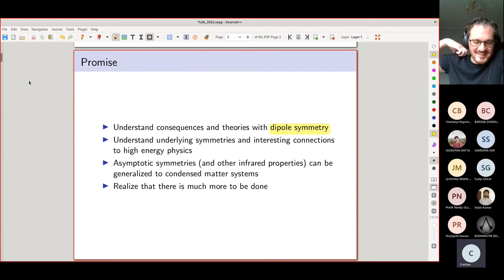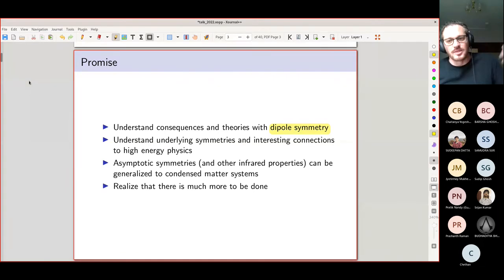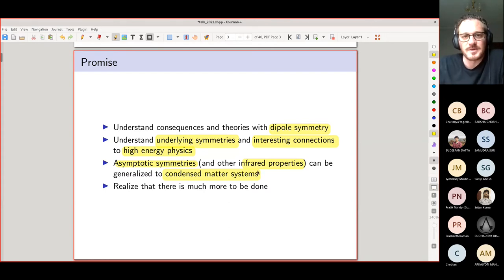Great. Let's continue with the promise. In the end, you should understand the consequences of theories with dipole symmetry, and also the underlying symmetries. And there are some interesting connections to high energy physics. I hope I will also be able to convince you that the new developments of asymptotic symmetries and infrared properties can be generalized to these condensed matter systems. And you might even find some research area or project in these theories, because this is, at least to my understanding, a field where there is quite a lot of room for exploration at this point.